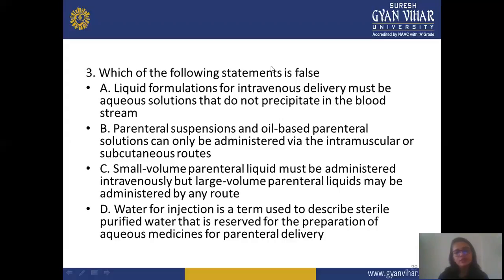We do not use any other alternative route or any other parenteral route. And option C is: a small volume parenteral liquid must be administered intravenously, but a large volume parenteral liquid may be administered by any route. It means parenterals are divided into 2 parts, small and large volume parenterals. In this point, we say that a small volume parenteral has a limited ability for drug administration, so you administer it only by the IV route, but a large volume parenteral you administer by any route, oral route or parenteral route or any other route.